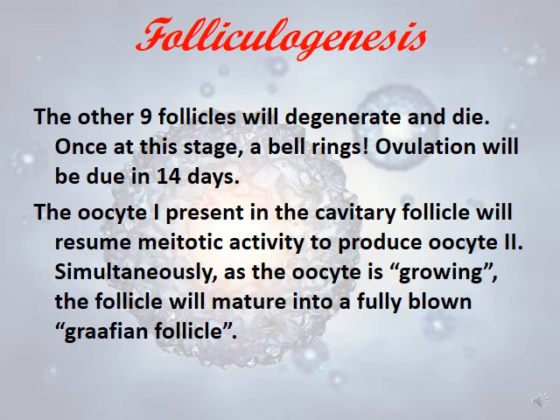The oocyte present in the cavitary follicle will resume meiotic activity to produce oocyte 2, the secondary oocyte. Simultaneously, as the oocyte is growing, the follicle will mature into a fully blown Graafian follicle. So you have to know that the other 9 follicles will degenerate and die.